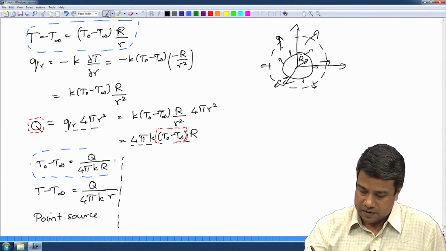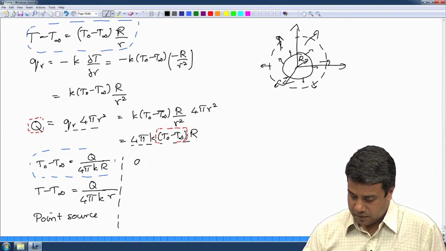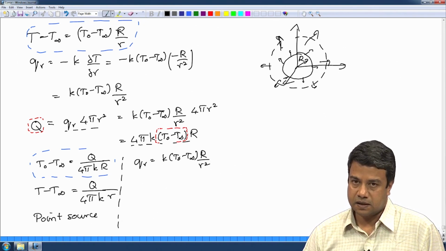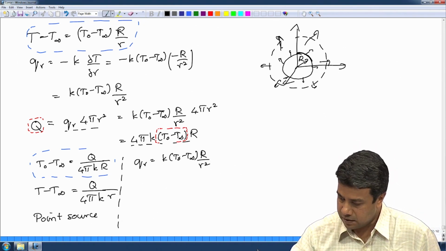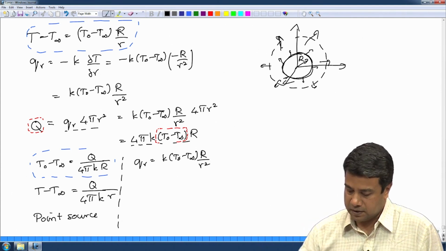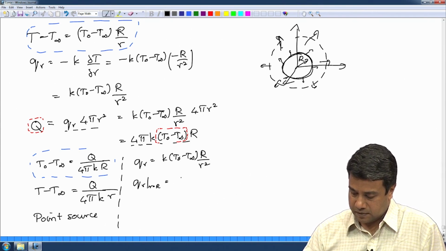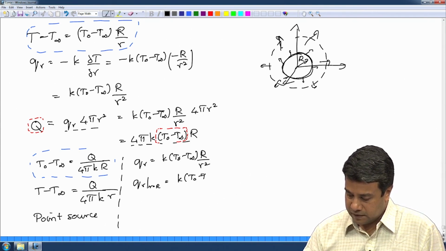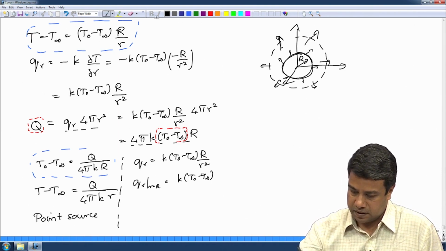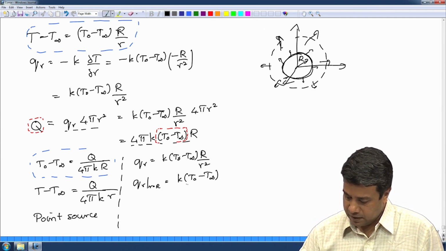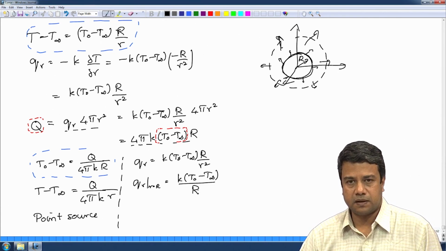Now that we know the heat flux, we can calculate it. We know that QR is equal to K into T naught minus T infinity R by R square. I can calculate the flux at R is equal to capital R, at the surface of the particle. QR at R is equal to K into T naught minus T infinity, at R is equal to R, this just becomes 1 over R.